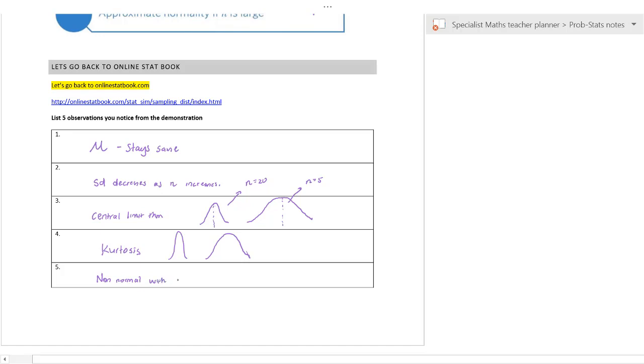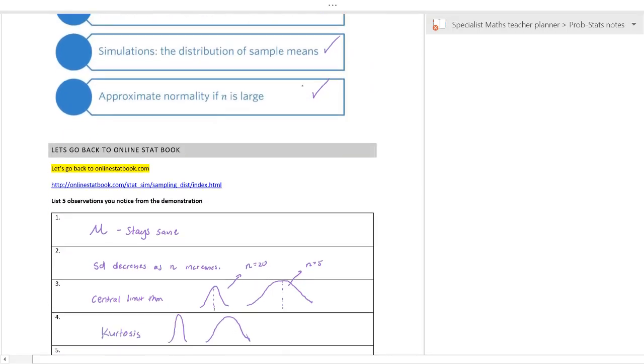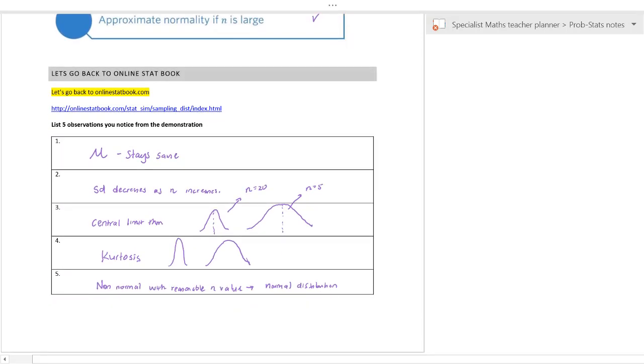But what we can say is that a non-normal distribution with a reasonable n value becomes a normal distribution. Okay, so there's 5 things that I've noticed. I'm sure you might have noticed some others, but I think that would be a good start.